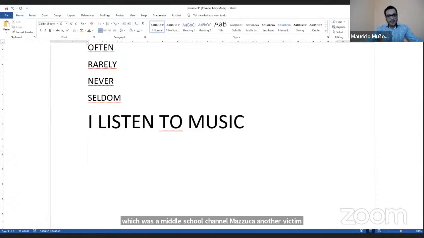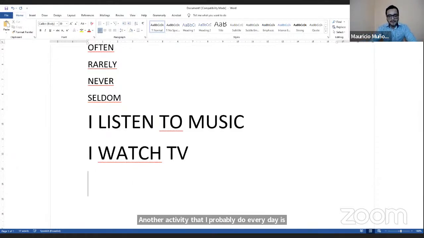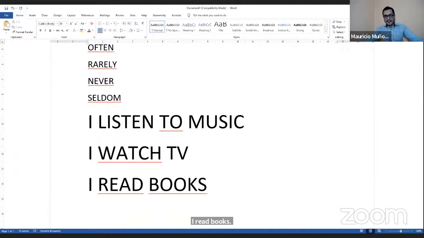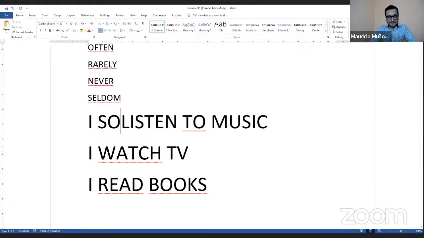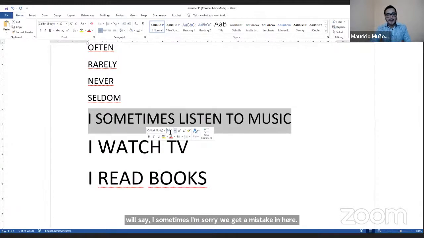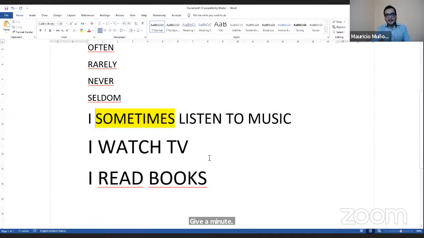Another activity that I probably do every day is I watch TV, I read books. Three different activities. Well, listen to music, watch TV, and read books. Three activities. So what do we need? The adverbs of frequency to denote how often we do these activities. In my case, I will say I sometimes listen to music. That is my frequency. Sometimes is my frequency, probably different from yours.